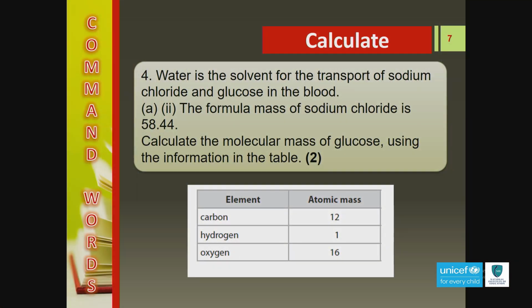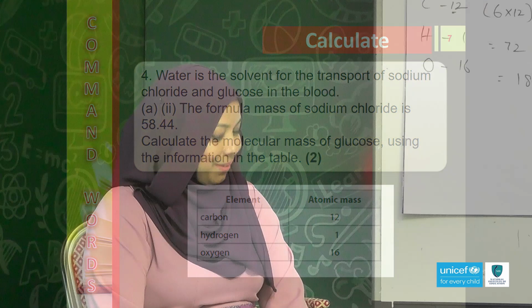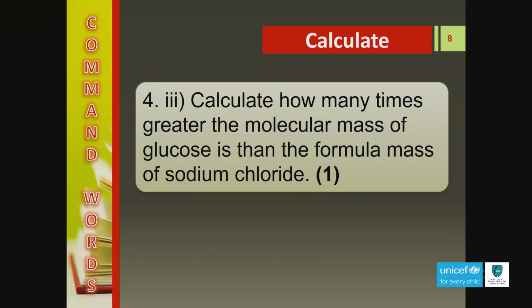So for this calculation question, we are required to know biochemistry as well. Maths and biochemistry both. Exactly. Let's look at another calculation question. Calculate how many times greater the molecular mass of glucose is than the formula mass of sodium chloride. Nowadays, these ratio questions are very, very common. I'll just work it out.